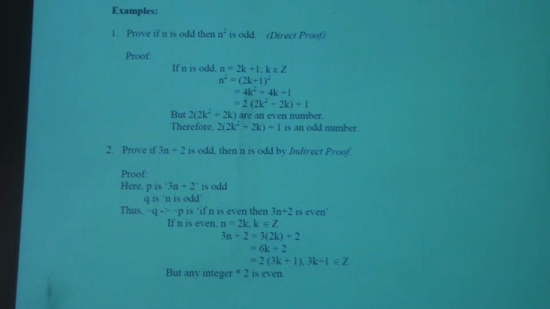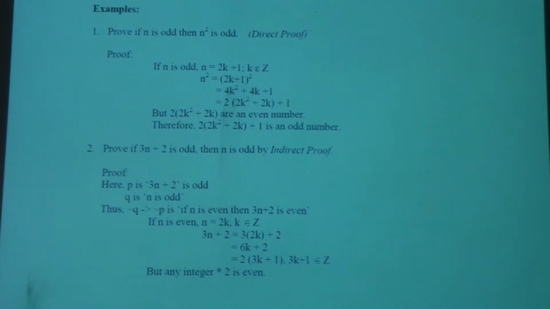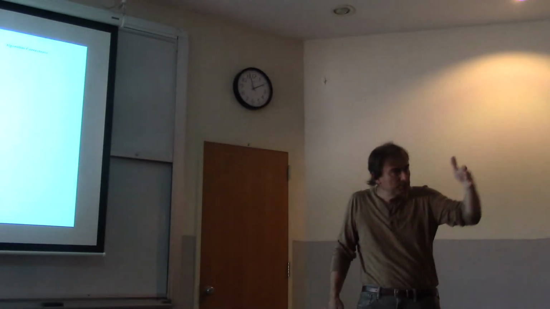Sometimes we call the indirect proof contrapositive. Contrapositive. So direct proof is P implies Q. Contrapositive or indirect is not Q implies not P.